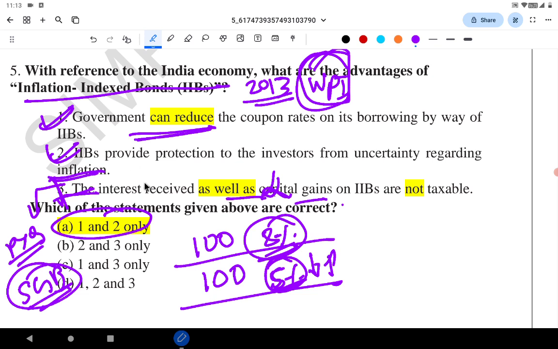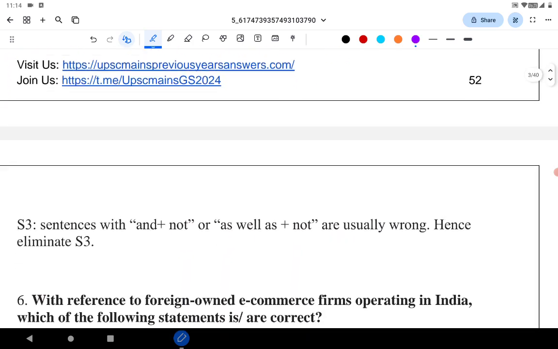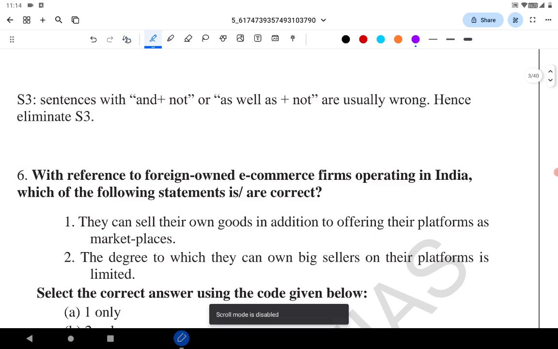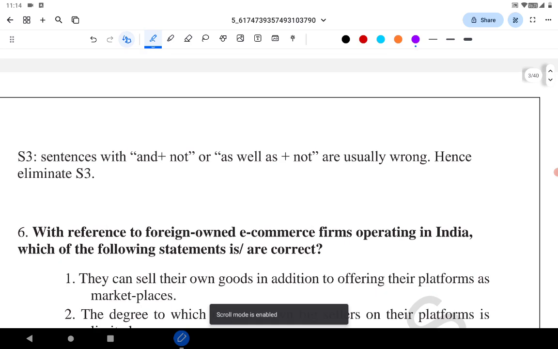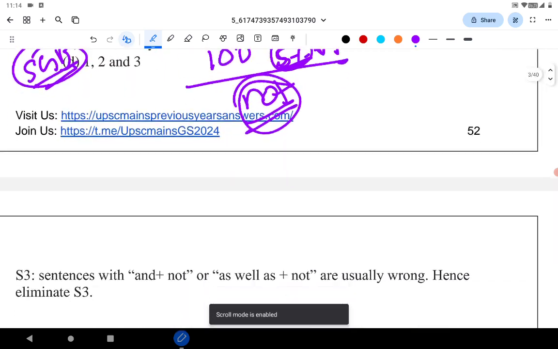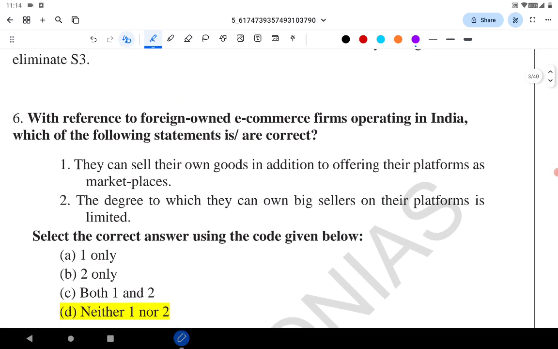This is why PYQs are important. You often know that such statements are cooked up and it is wrong. And again, if you go by the tricks market as well, statements saying not taxable, not taxable, like anything negative, normally they are wrong.